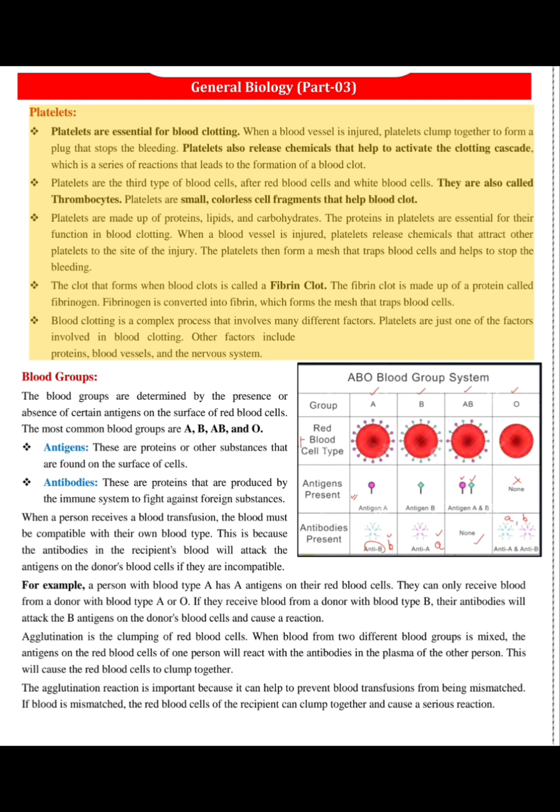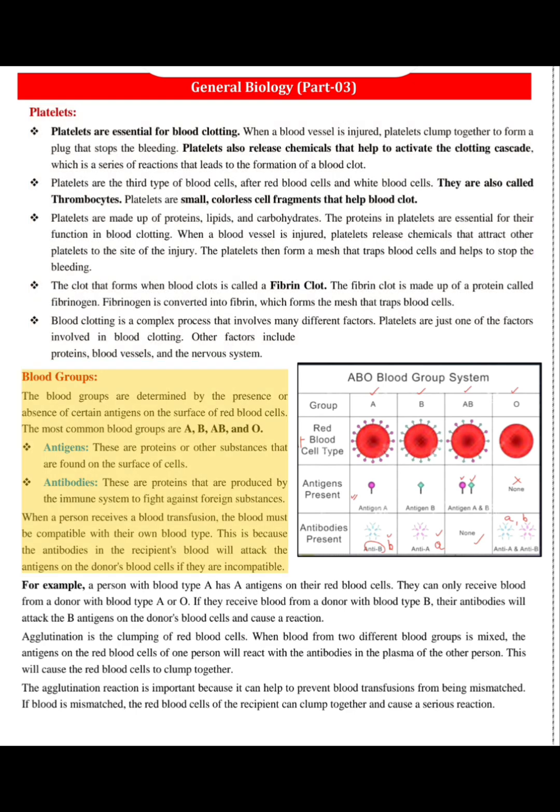The clot that forms when blood clots is called a fibrin clot. The fibrin clot is made up of a protein called fibrinogen. Fibrinogen is converted into fibrin, which forms the mesh that traps blood cells. Blood clotting is a complex process that involves many different factors. Platelets are just one of the factors involved in blood clotting. Other factors include proteins, blood vessels, and the nervous system.